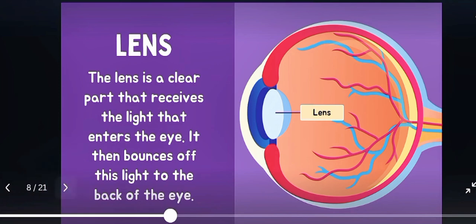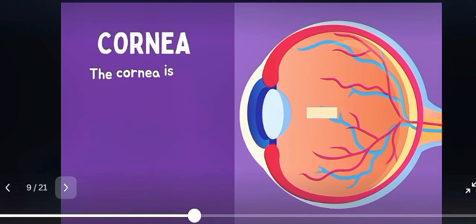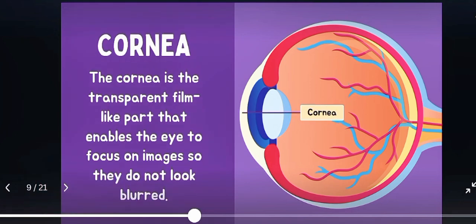Next, iris. The iris is the colored part in the front of the eye. It helps screen and control the amount of light that enters the eye. Next, cornea. The cornea is the transparent film-like part that enables the eye to focus on images so they do not look blurred.